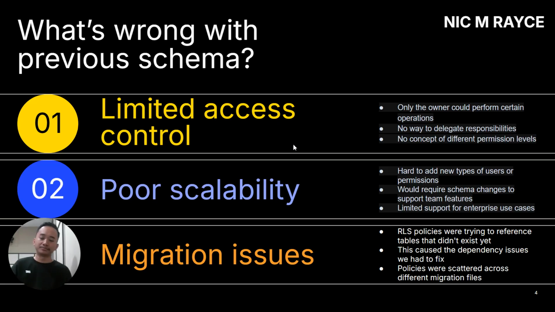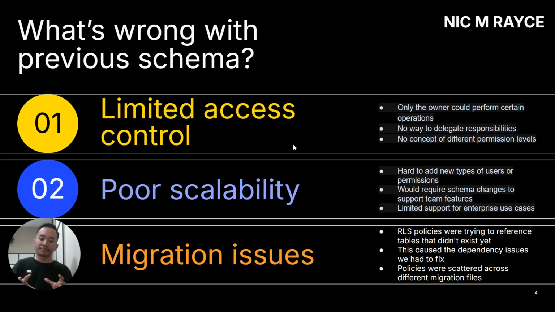So that's number one. Number two, poor scalability. It's hard to add new types of users or permissions. We never know what kind of user types we're going to need in the future. The best analogy is maybe you have admin as the user type, or you have editor as your second user type, or the third is employee user type. And each of these user types might have a different set of permissions, right?